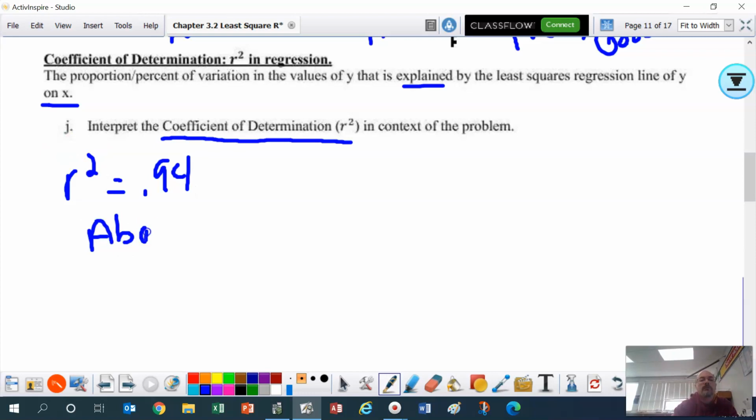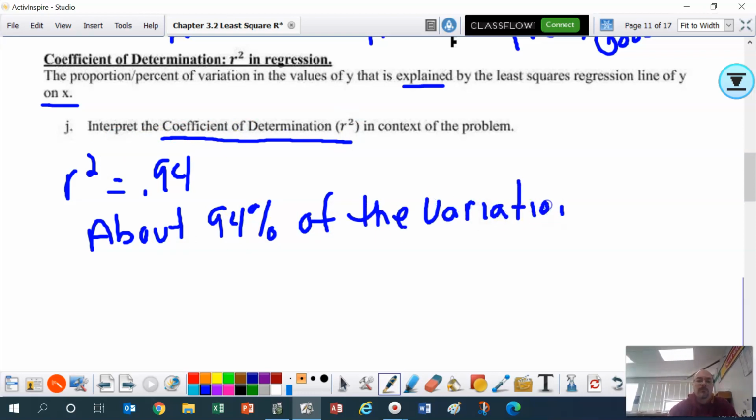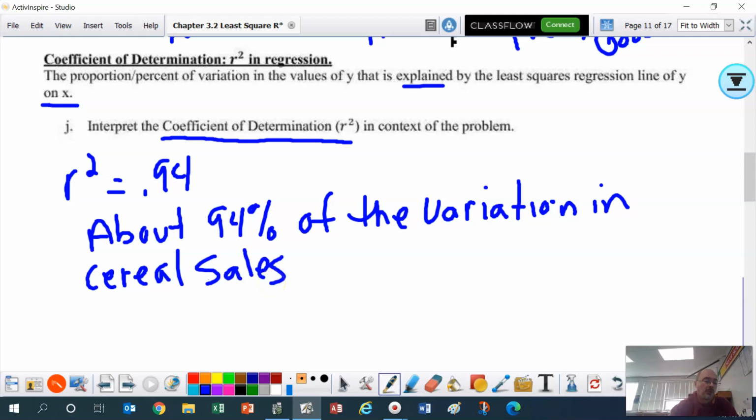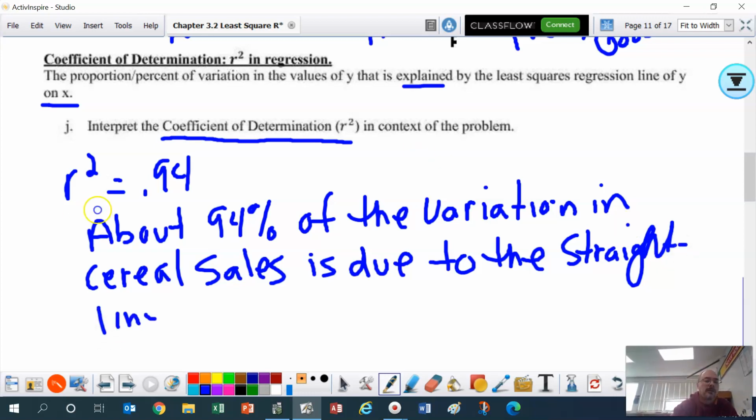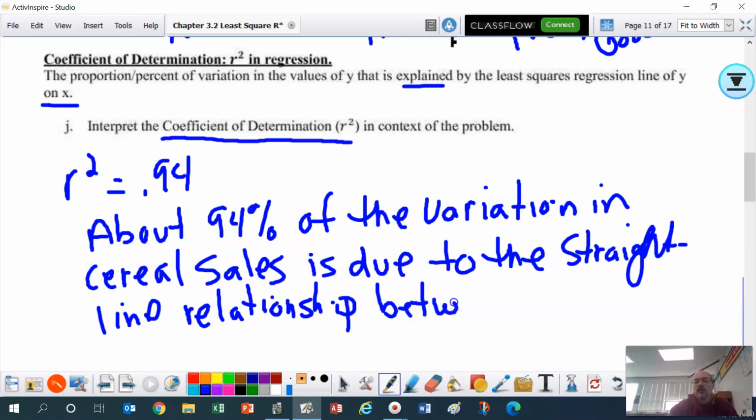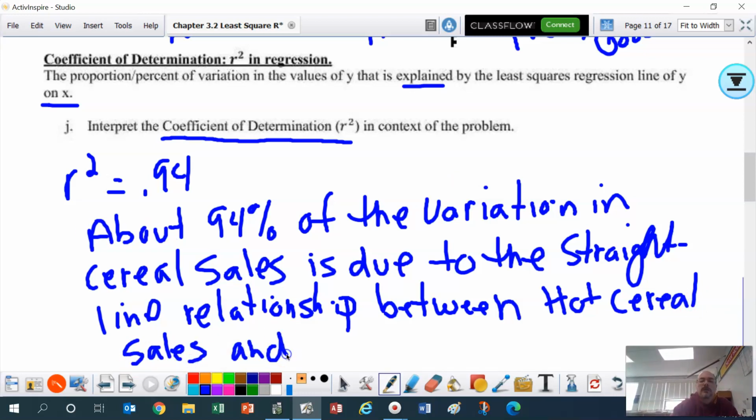So we say about 94% of the variation in cereal sales, which is your Y, is due to the straight line relationship between temperature, nope, let's back that up, between hot cereal sales and temperature.